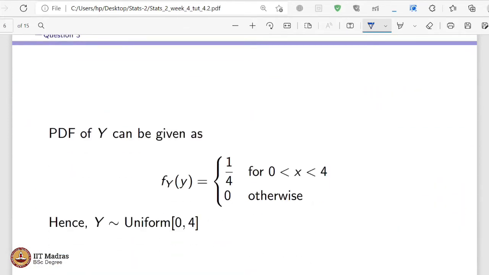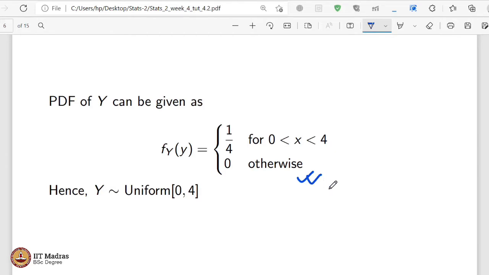So this is what we have got in the end, right? So y is uniform from 0 to 4. Okay, so let's move to the next question.